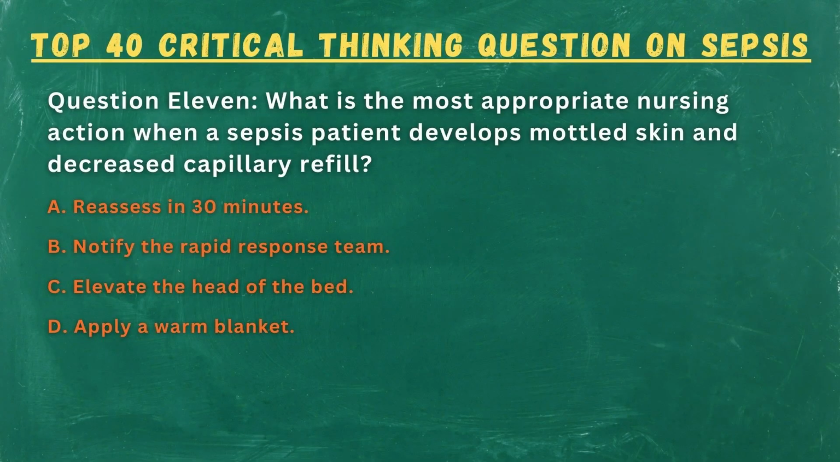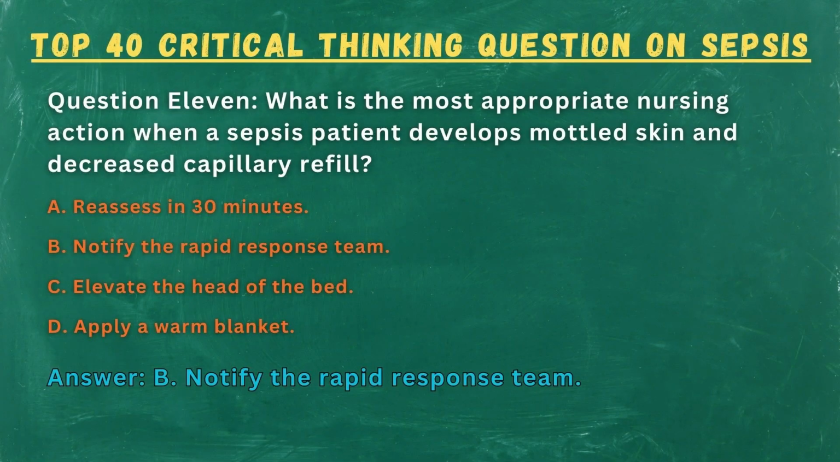Question 11. What is the most appropriate nursing action when a sepsis patient develops mottled skin and decreased capillary refill? A. Reassess in 30 minutes. B. Notify the rapid response team. C. Elevate the head of the bed. D. Apply a warm blanket. Answer: B. Notify the rapid response team.